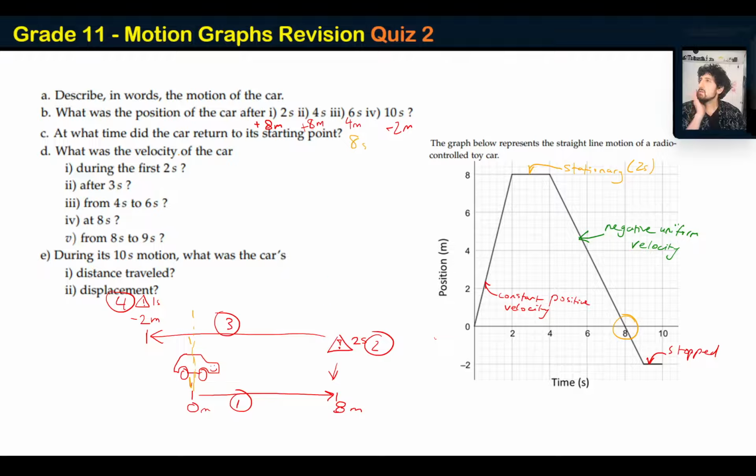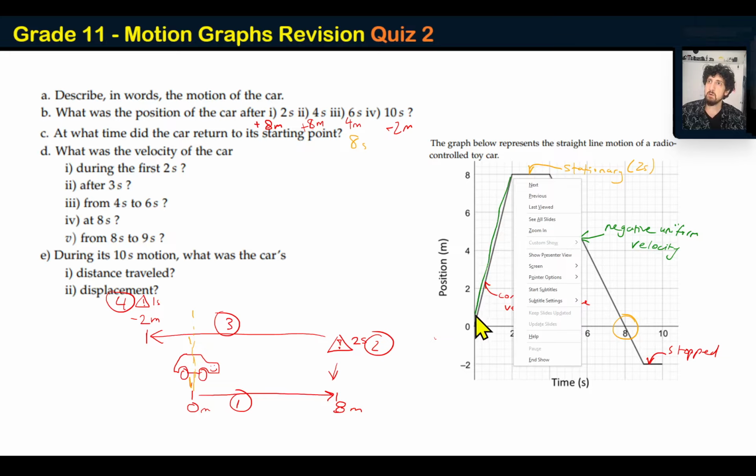What was the velocity of the car during the first 2 seconds? Okay, so this is important. You need to know that in a position time graph, the gradient or the slope represents velocity. So the first 2 seconds, we're looking at this green slope right here. Okay? That one.